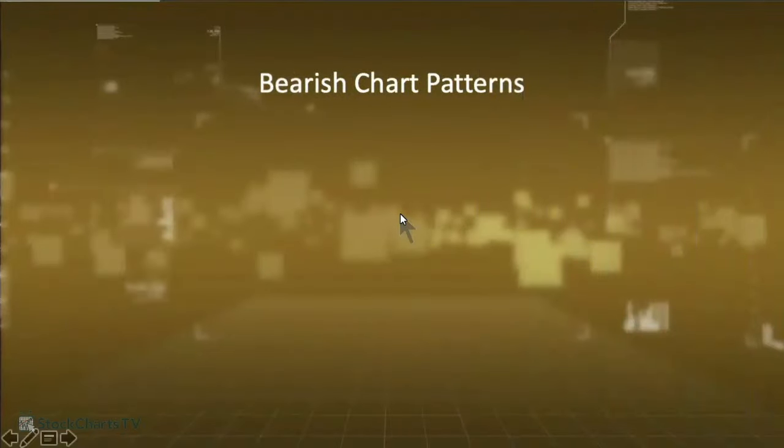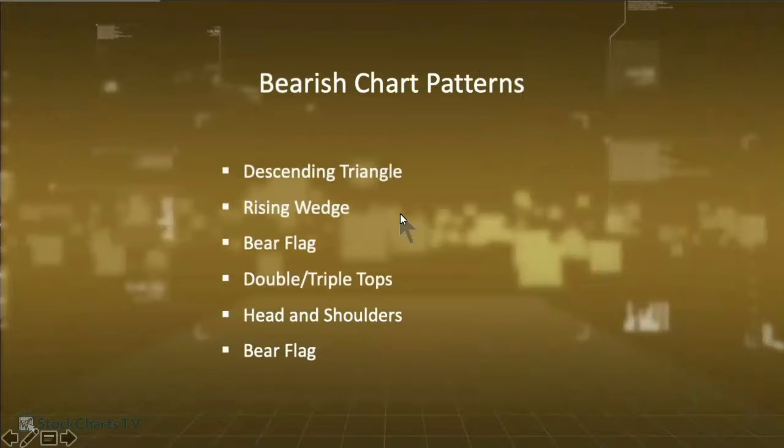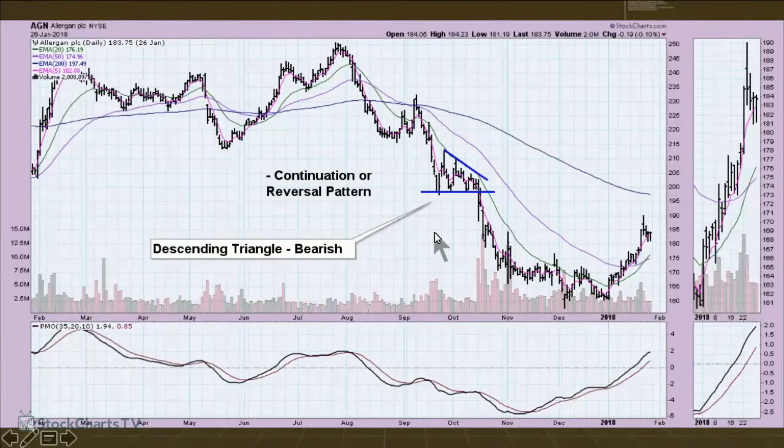All right, bearish chart patterns. Let's go through these. Descending triangle, rising wedge, bear flag, double and triple tops, head and shoulders. Oh, well, we'll do the bear flag. All right, so let's start with the descending triangle, this bearish pattern. Basically opposite of the ascending one. Flat bottom, declining top, and the expectation is a breakdown.